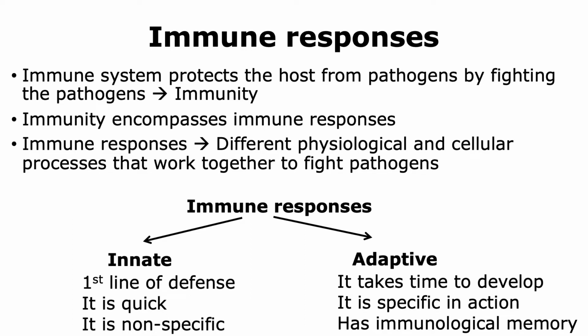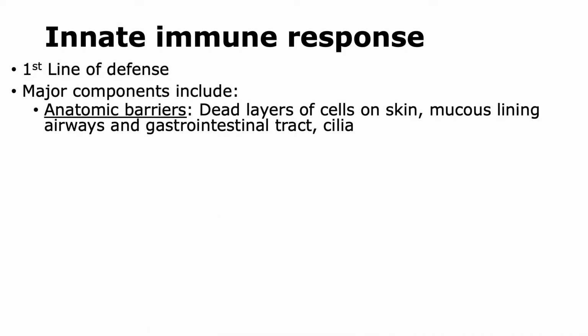We're going to first look at the innate immune response. The innate immune response, as I said, is the first line of defense that the host normally employs. The innate immune system has many different components that include anatomical barriers, and these can be in the form of the dead layers of cells that form your skin, or the mucus that we can see in the linings of our respiratory tract and our gastrointestinal tract.